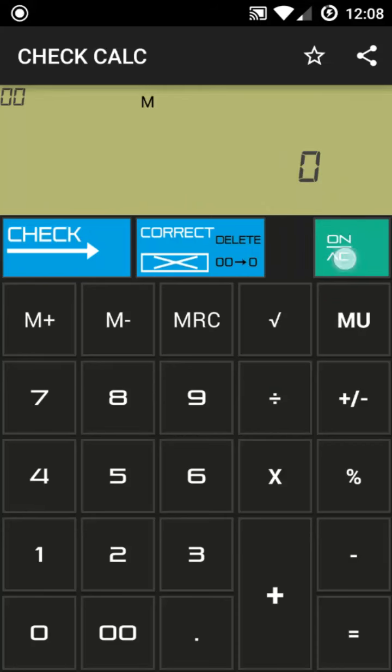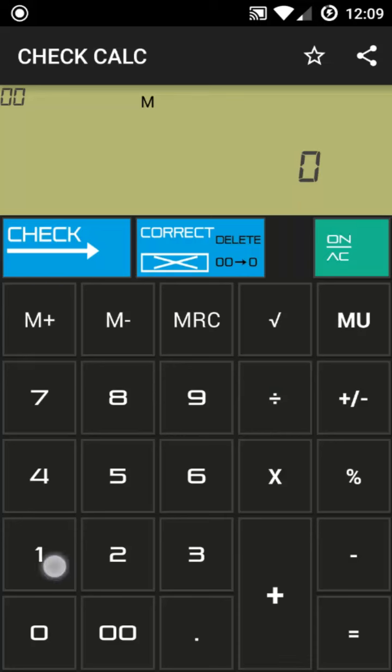Coming to the MU button. The MU button is not related to memory at all. It stands for markup. It is basically used by the merchants to mark the price of the commodity. Suppose a shopkeeper wants to sell the product at 100 after 20% discount. Then he can use the MU button.